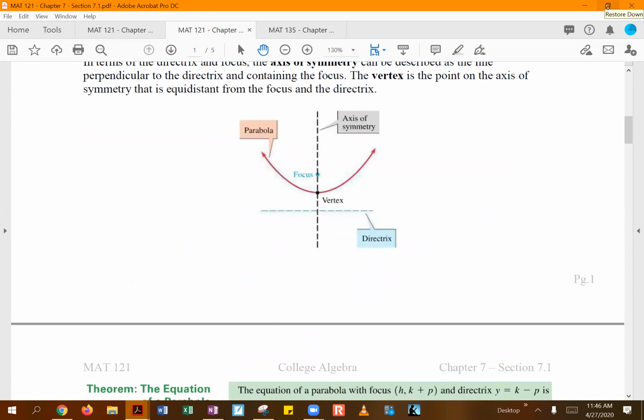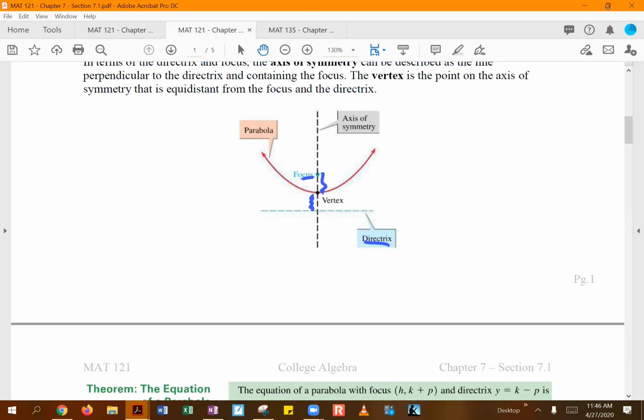If you've got a parabola that opens up, you will see the focus is going to be above the directrix and your vertex is going to be in the middle. So one thing we need to remember is that the distance between the focus and the vertex is going to be the same as the distance between the vertex and the directrix.